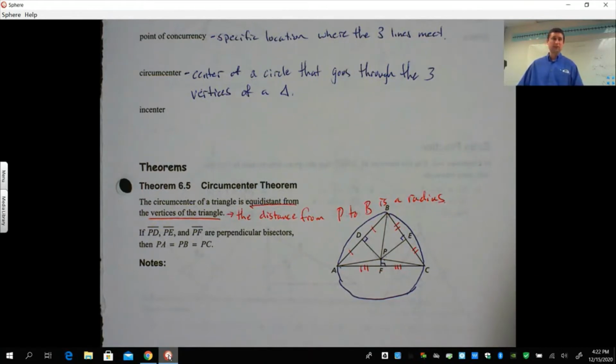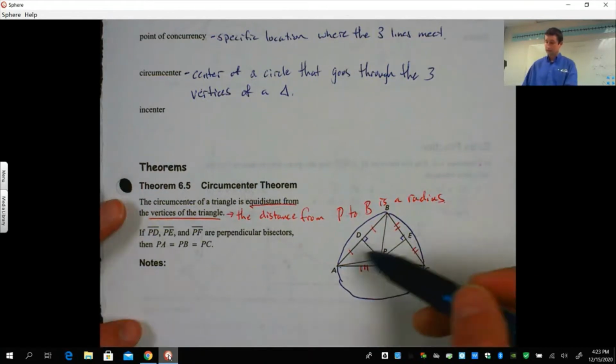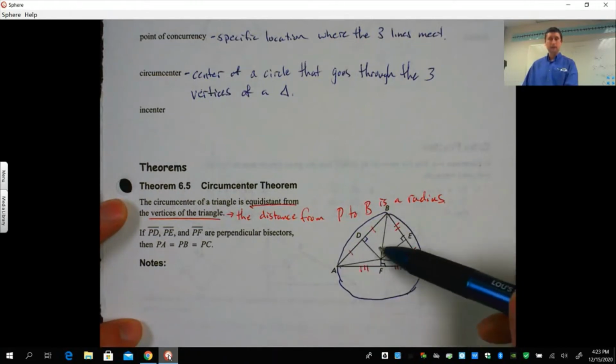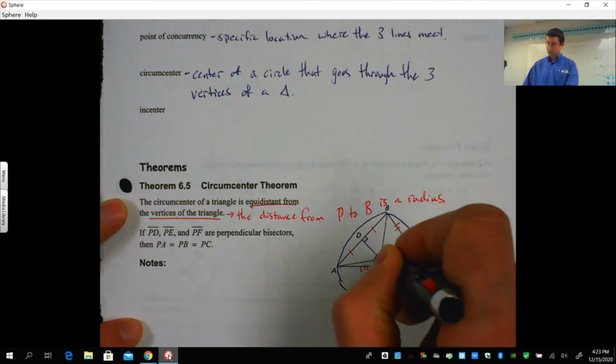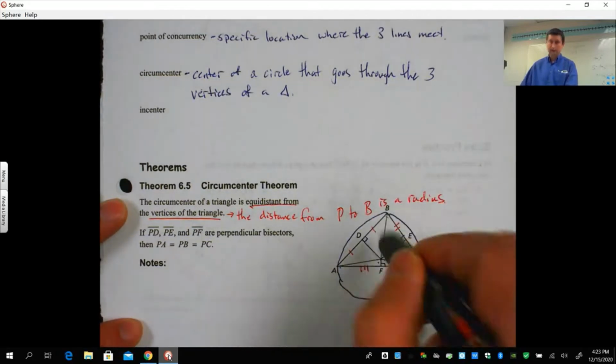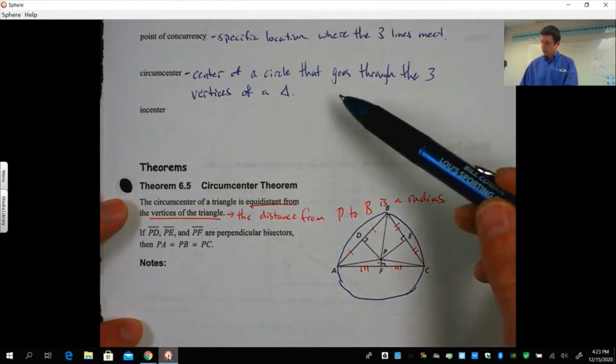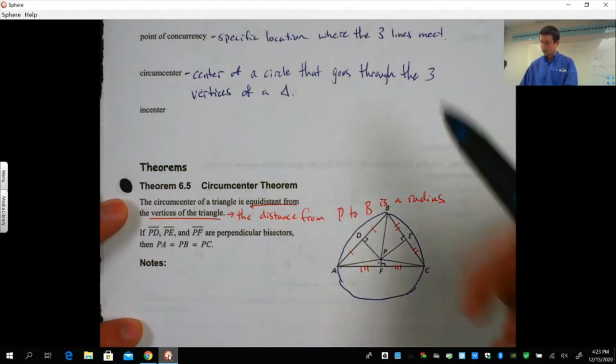Okay, I've actually used this in the shop sometimes because I had 3 points and I wanted to drill a hole that goes through those 3 points. I had to find the circumcenter of that triangle, and then that's where I knew to drill my hole. So if I have a hole saw, it'd take out those 3 points perfectly. Okay, so the center of a circle that goes through the three vertices of a triangle.